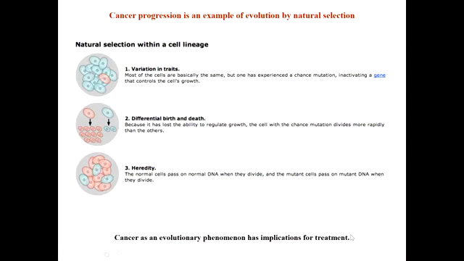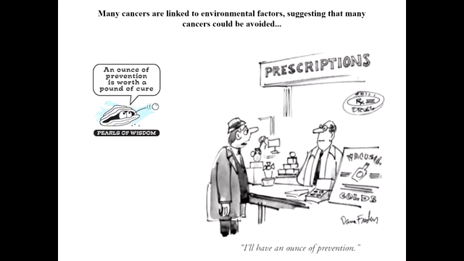So that has implications for treatment. You have to target treatment in the right time and place. The earlier you can catch these things. How do we treat multiple mutations? If I target one pathway and I inhibit it, but there's 7 pathways that are mutated, what do you do about the other 6? So there's a lot of important reasons to understand that this is a phenomenon of evolution. Many cancers are linked to environmental factors, suggesting that many cancers could be avoided.